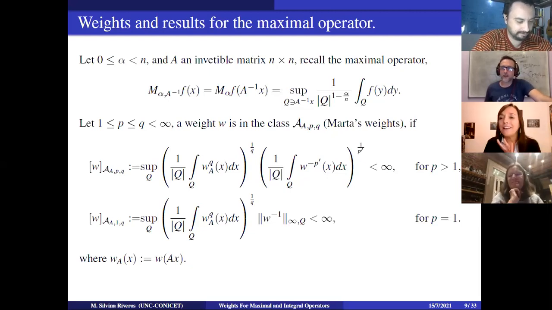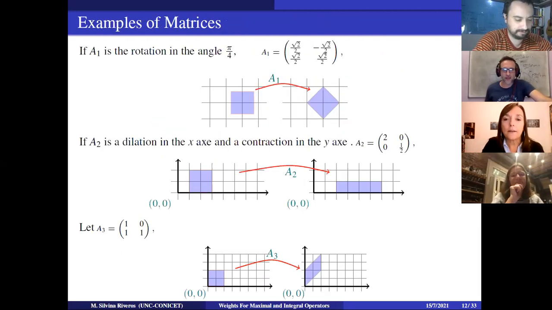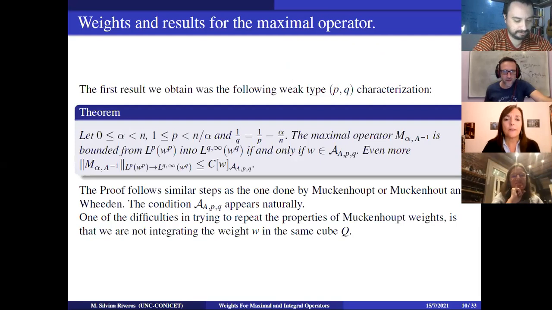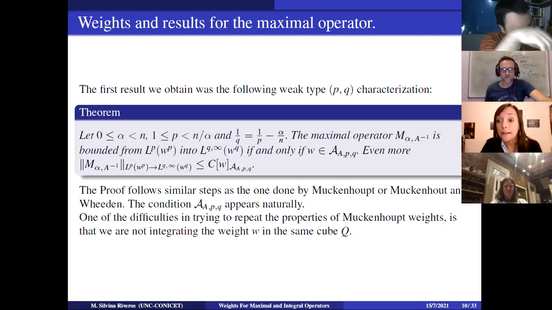And what about the weak inequality? The weak one is if and only if. Here, maybe I missed it. Here, the weights appear. You know that they are a necessary and sufficient condition for the weak inequality. Yes.